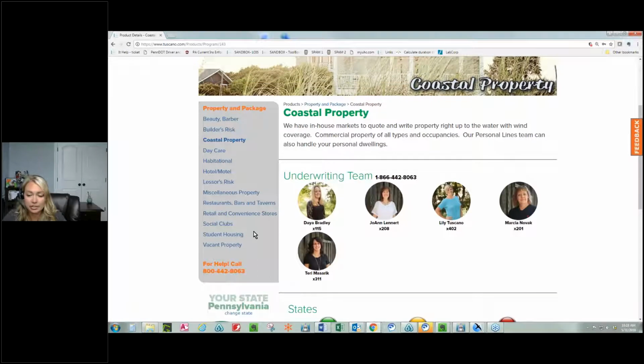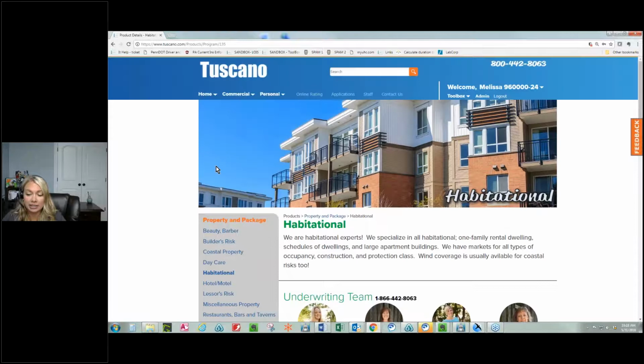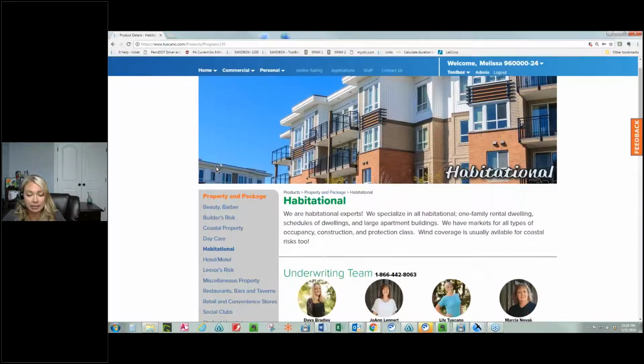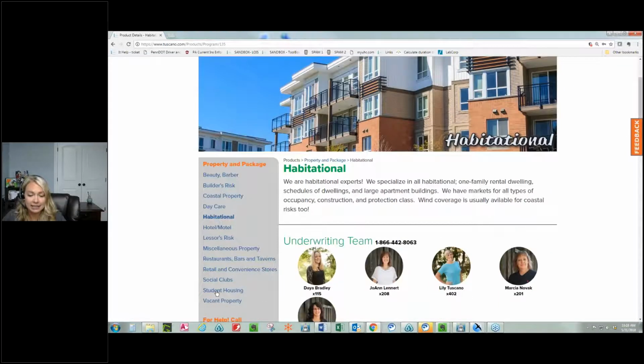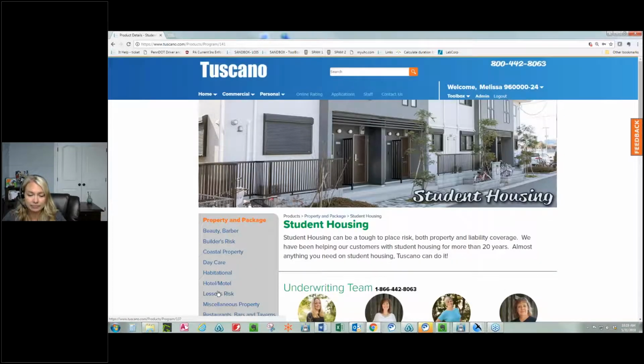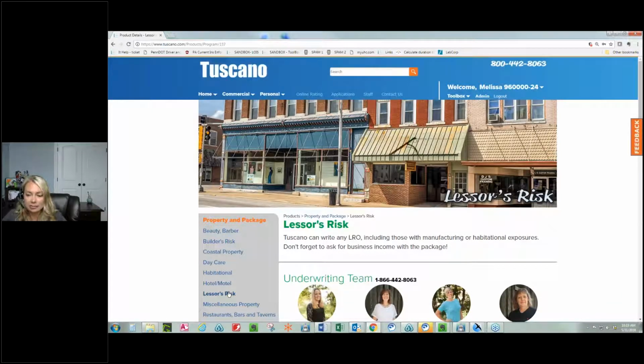Habitational, we've got plenty of markets for habitational. We have millers in some states, including Pennsylvania, Maryland, and Ohio, and they're very competitive and admitted. We've got markets to consider student housing, subsidized housing in any state. And we can look at protection class 9 or 10 in any state as well. Lessor's risk only, we can look at just about any lessor's risk only. As long as the tenant carries their own insurance, names us as additional insured, even if you've got something crazy, just give us a call.